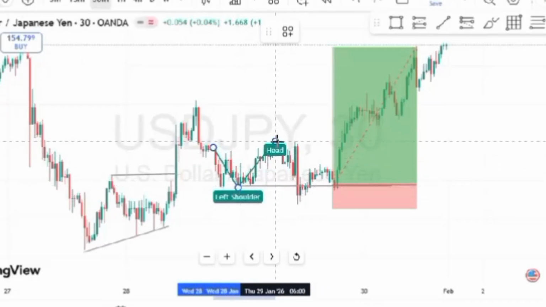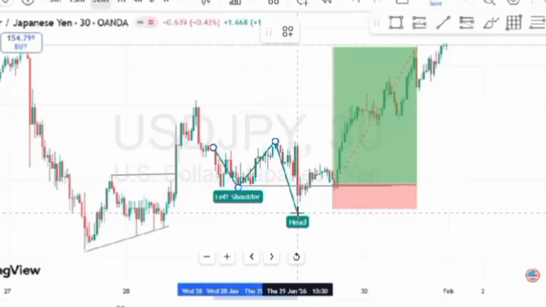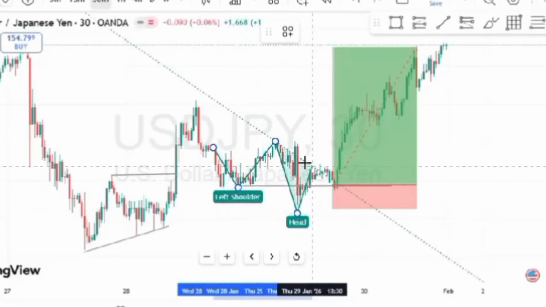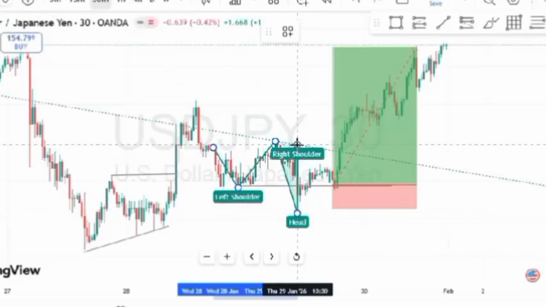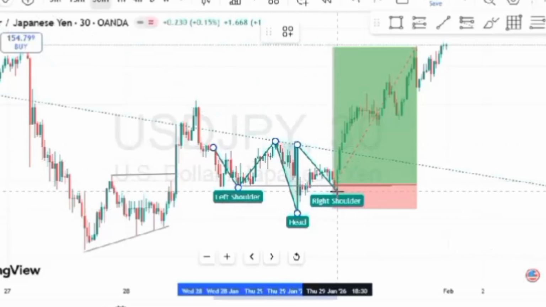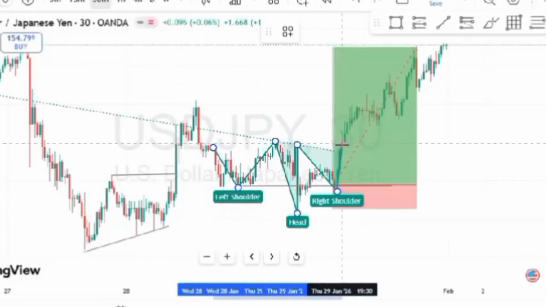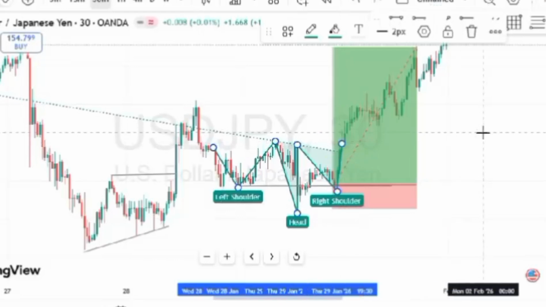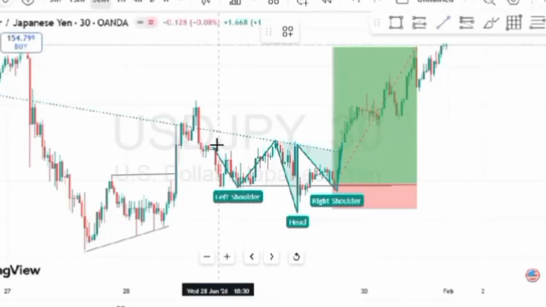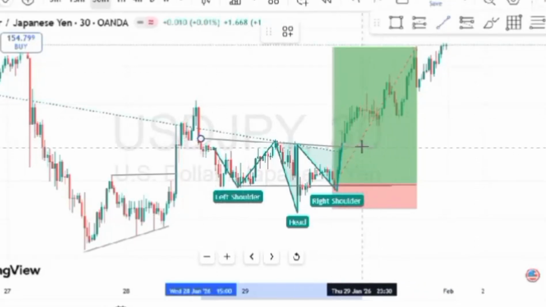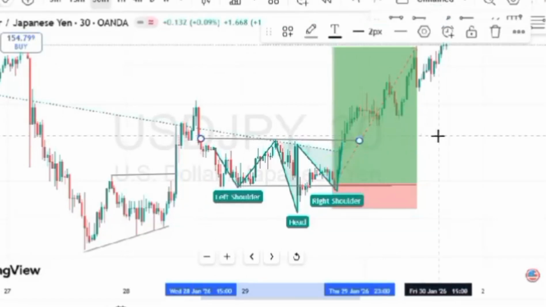Then the market was unable to break it. It came to give us a head here, right? It came back to this point again. Then it gave us this right shoulder and came up here. So at this point, this level becomes our neckline. So we are expecting a break of this neckline to validate this buy, right?